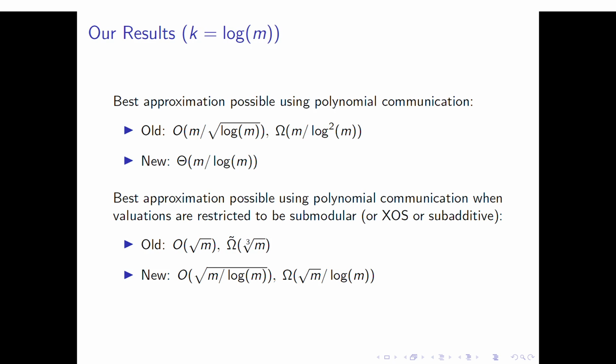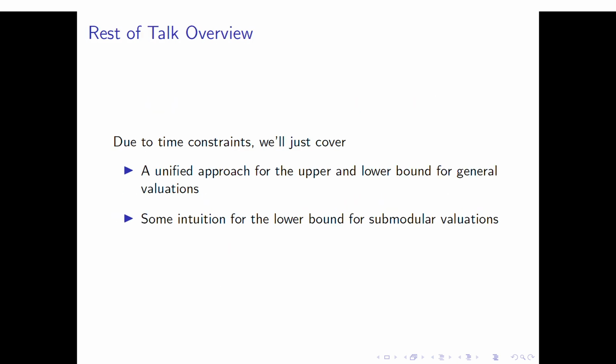And this is what the results look like if we let k equal log m, which is the polynomial communication case. Due to time constraints, I won't be going over any proofs in depth, but I will sketch out a unifying framework for the upper and lower bounds of general evaluations, and I'll also give some intuition for how we improve the lower bounds for some modular evaluations.